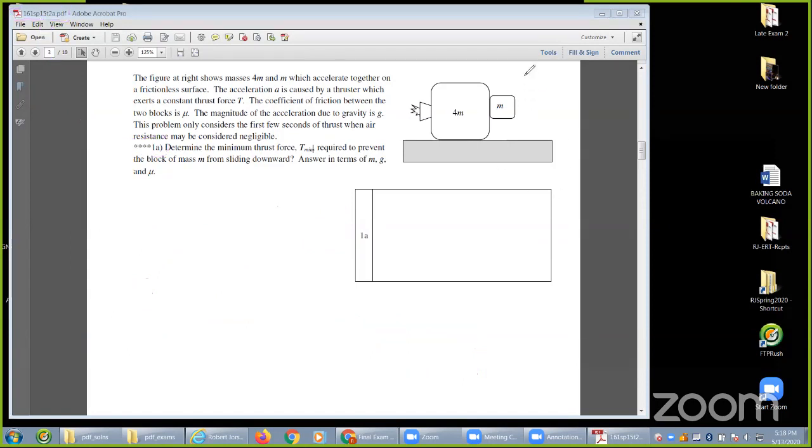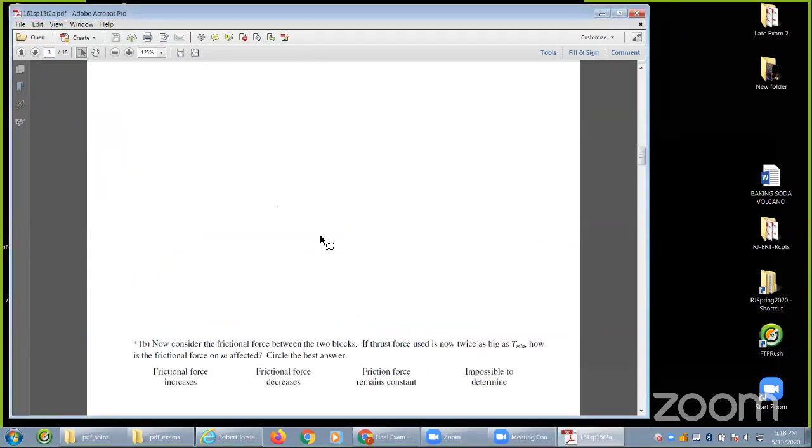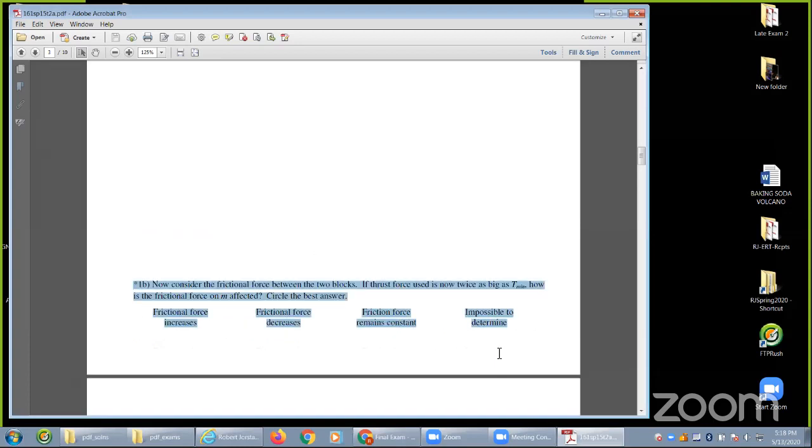Let's go do that concept question now. This. We're doing this. Okay. If I use twice as much thrust as the minimum thrust required, how is the frictional force affected? What is it? I'll give you 30 seconds.